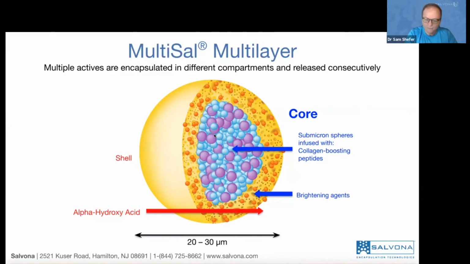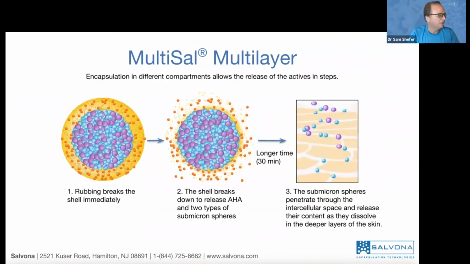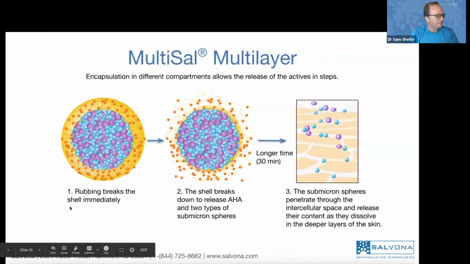In this case, the smaller particles contain collagen boosting peptides. So these peptides are boosting the synthesis of collagen and elastin to reduce wrinkle appearance. The larger ones are working on the color, which means brightening the skin, okay? So this is the technology. You see here how it works. You have the particle as is, the multi-layer, MultiSal multi-layer. These are the particles as they are.